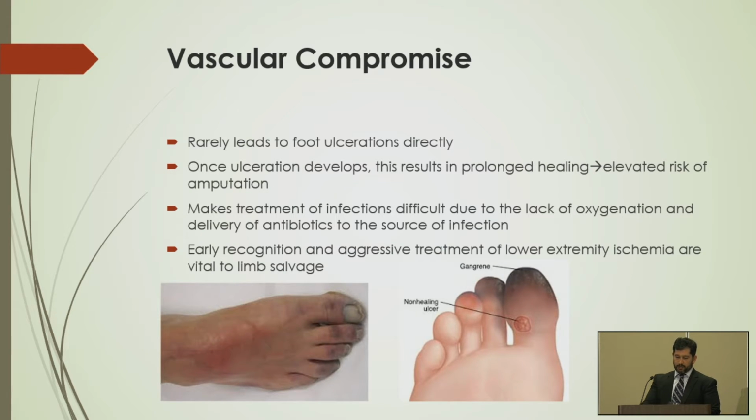Now, another cause of limb threat is vascular compromise. Rarely do we see foot ulcerations directly associated with vascular reasons alone, but once the ulcerations do develop, these are very difficult to treat, and it elevates the risk of amputation. It makes treatment of infections difficult because it's difficult to get the antibiotics to the source of infection, and there is a lack of oxygenation to those tissues. Early recognition and aggressive treatment with our vascular colleagues is essential for limb salvage.